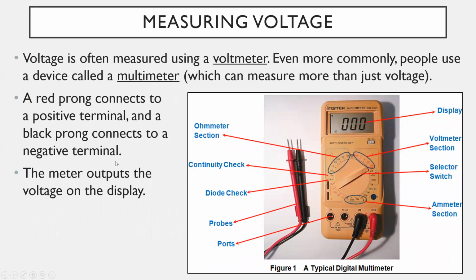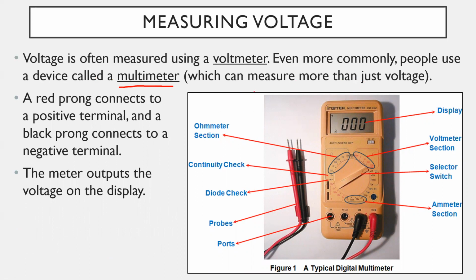Now, measuring voltage, we'll go through this real quick. Voltage is often measured using something called a voltmeter. Even more commonly, however, people use a device called a multimeter. A multimeter is just a device that can measure more than just voltage, right? There's often a way to measure amps and often another way to measure ohms, which is resistance.